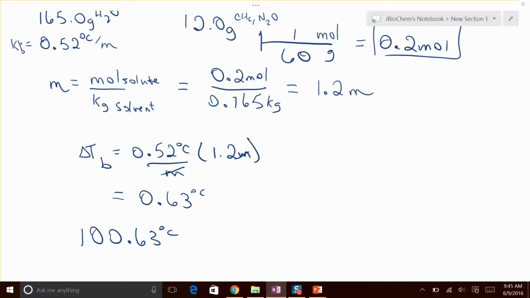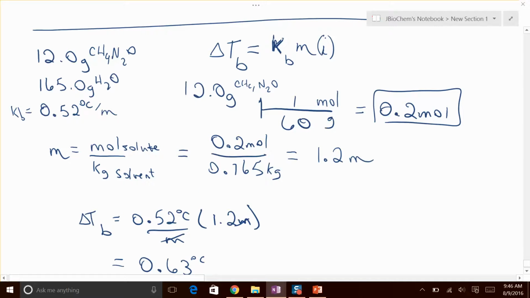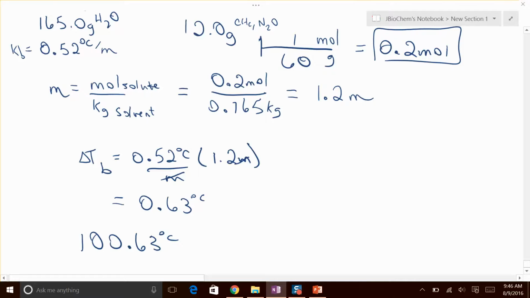And then if, let's just say instead of urea, it was like sodium chloride. So then that would change it because the ion factor would be 2, correct? Yeah, that's right. Let's say you still have 0.2 moles, or your molality was 1.2. You would just say 1.2 times 2. So it'd be 0.52 times 1.2 times 2 if it was for sodium chloride, if they didn't give you the actual van't Hoff factor, which is like 1.9 or something.